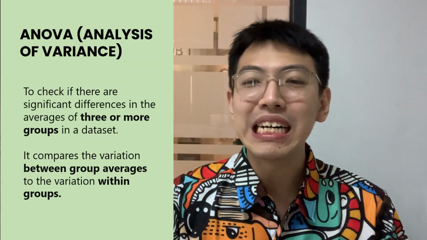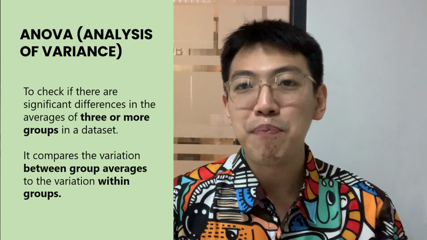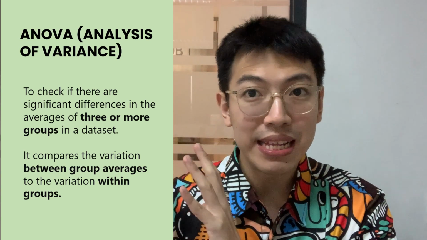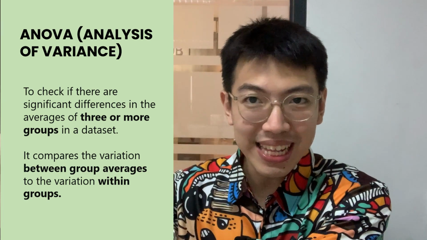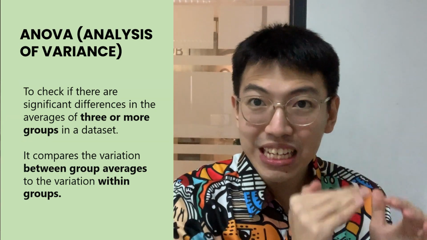For example, a company has 3 plans, Plan A, Plan B, and also Plan C. So ANOVA compares the variation between the 3 plans and the dataset in each plan.